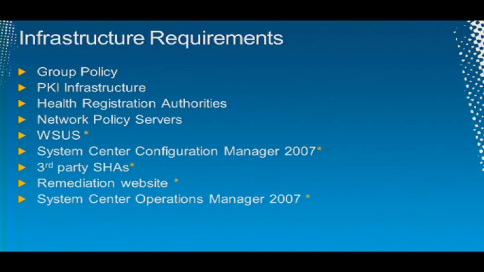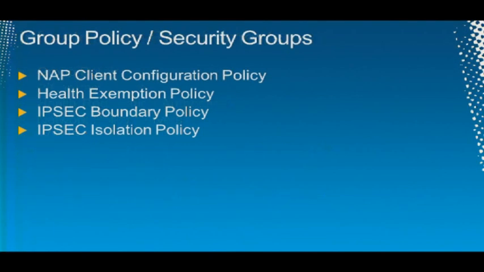From an operations point of view, you can use Ops Manager to monitor your servers and understand which clients are non-compliant and if there's any issue with your certificate infrastructure and network policy servers. Okay, so from a group policy point of view, what do we end up with? We end up with a NAP client configuration policy. We end up with a health exemption policy and IPsec policies.